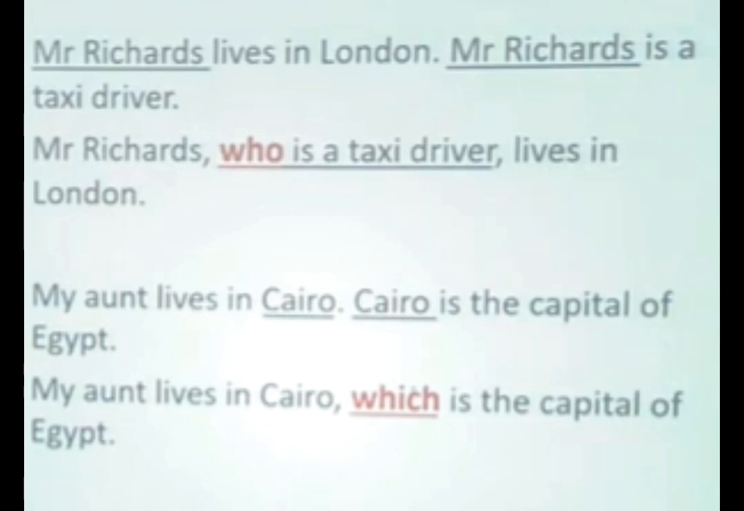My aunt lives in Cairo, and then Cairo is repeated twice, is the capital of Egypt. My aunt lives in Cairo, which, because Cairo is a thing, an idea, for example, we're going to replace it with which, not who or whom or where, etc. My aunt lives in Cairo, which is the capital of Egypt.